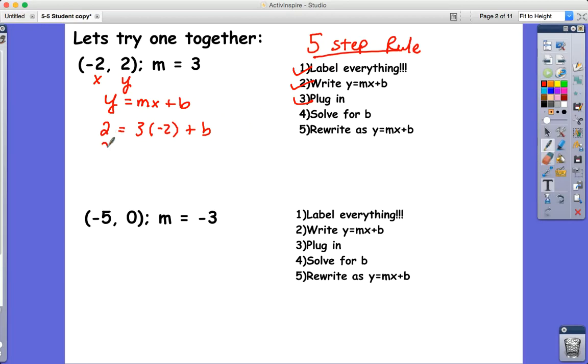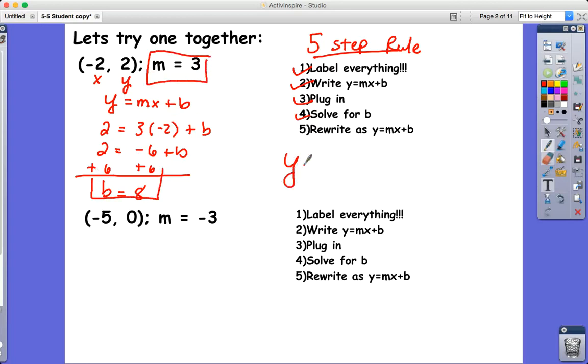Solve for b. Let's solve for b. 2 is equal to 3 times -2 is -6 plus b. How do we solve for b? We add 6 to both sides, and we get b is equal to 8. There it is. And now rewrite in slope-intercept form. So I have m, I have b. So I have the equation, y equals 3x plus 8.